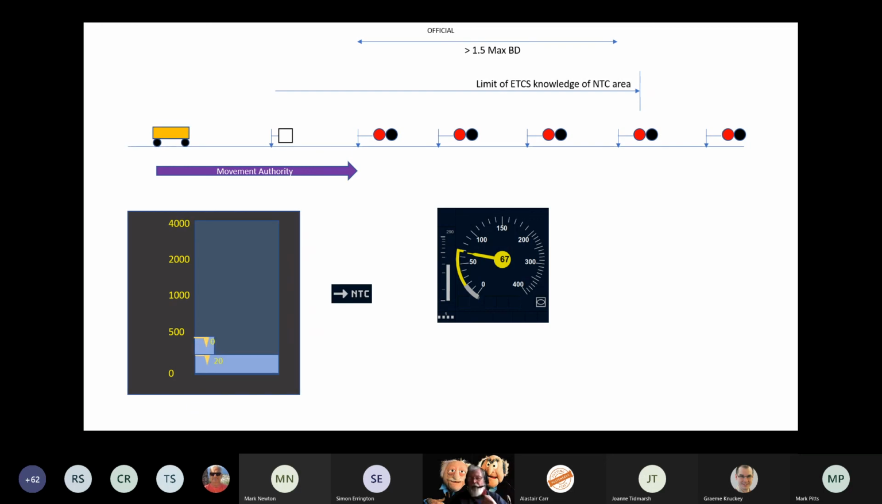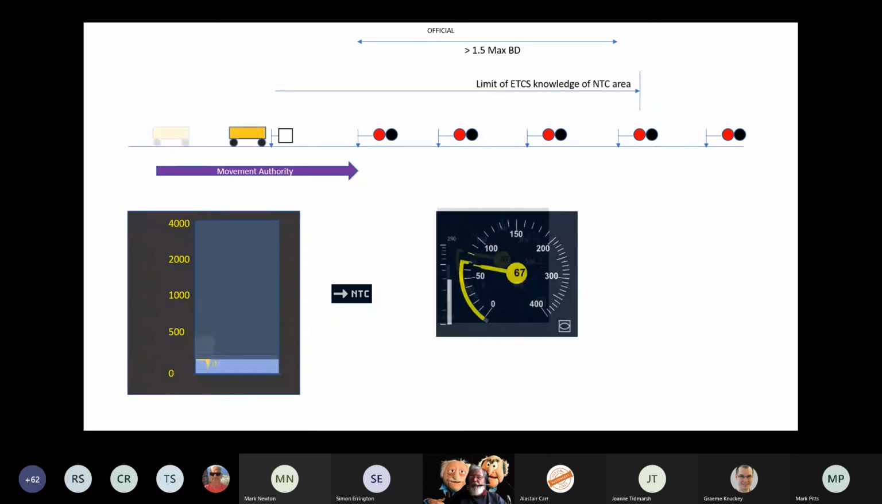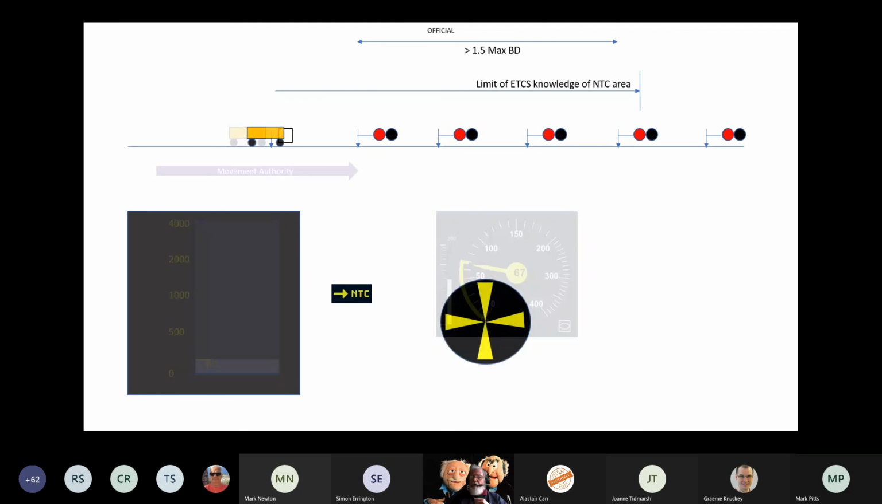Level NTC will be announced. Again, the speed restriction is now getting closer. Their speed is being supervised down. And before they get to the transition, they'll be into an area where the speed is 20 kilometers an hour. Again, ignore the actual speed gauge there. Transition occurs, driver's got to acknowledge it.